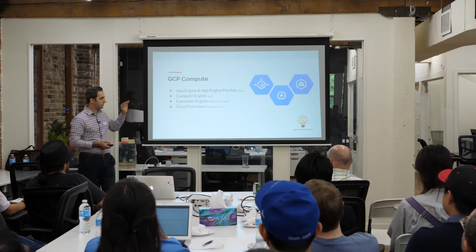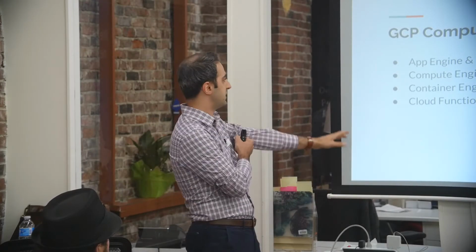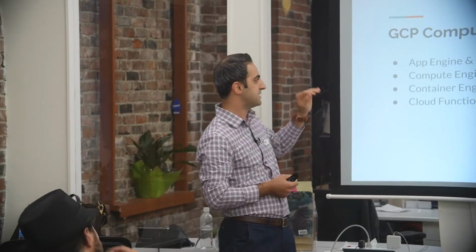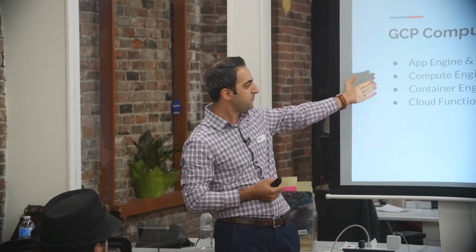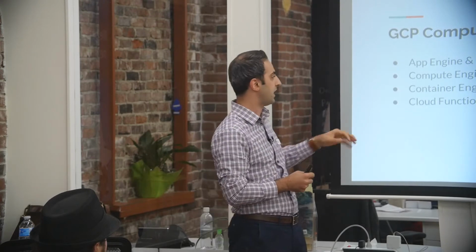I'm gonna just go fast on these ones because I know every one of you is familiar with these slides. GCP Compute has App Engine and App Engine Flex, which is platform as a service. No operation necessary at all. You just code and deploy. Compute Engine is infrastructure as a service. Basically, now you have access to everything. You have access at the virtual machine level, so you can maintain and tune everything to your liking.